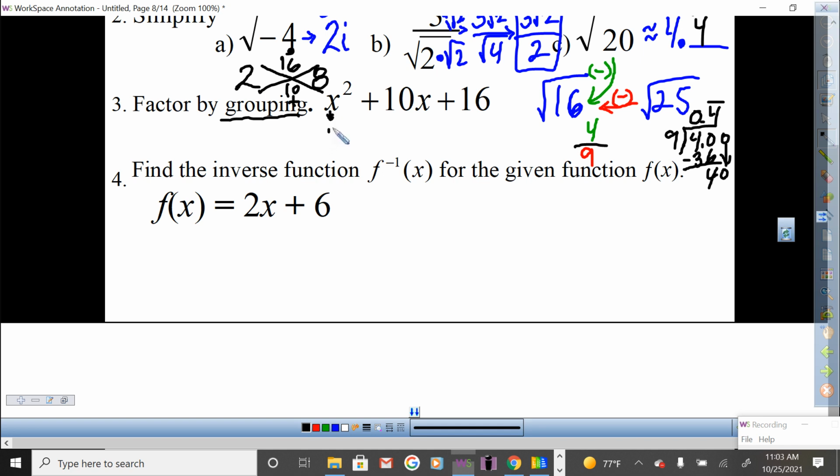So you bring down the first term, x squared. The middle term, 10x, we need to split it up into these two numbers that we got. So we write what? 2x plus 8x. And then you bring down the last term, which is 16. And now we group.